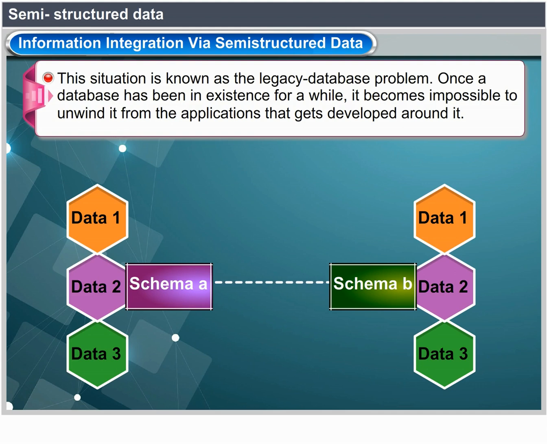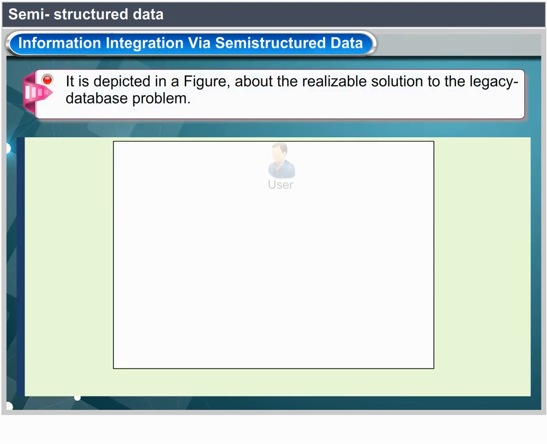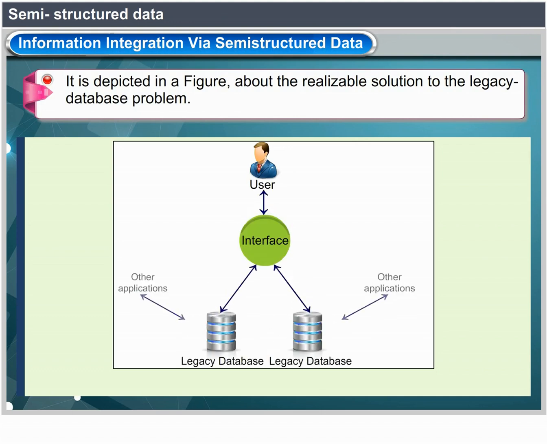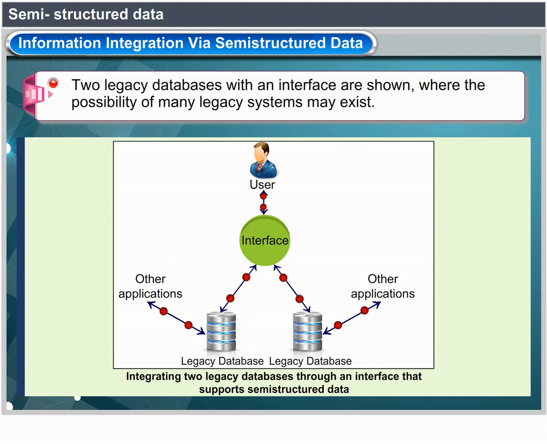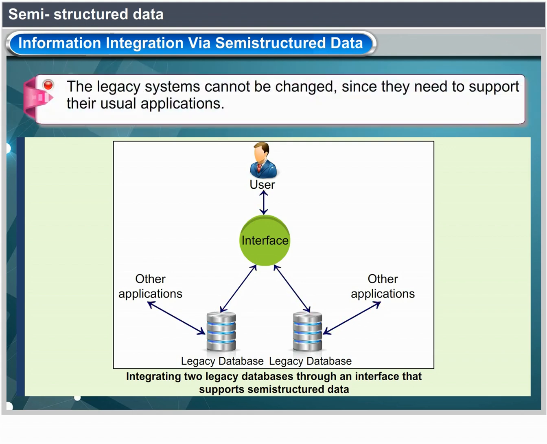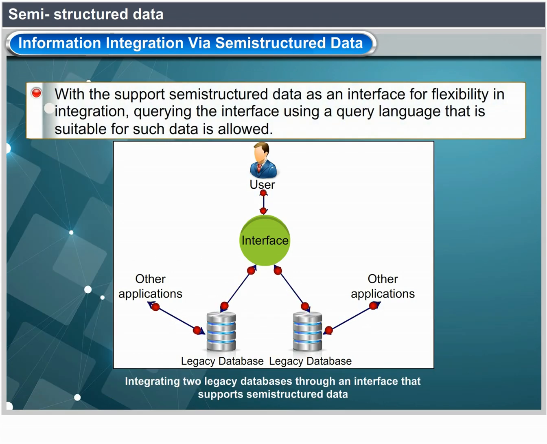A possible solution to the legacy database problem is suggested in the figure. We show 2 legacy databases with an interface. There could be many legacy systems involved. The legacy systems are each unchanged, so they can support their usual applications. For flexibility in integration, the interface supports semi-structured data and the user is allowed to query the interface using a query language that is suitable for such data.